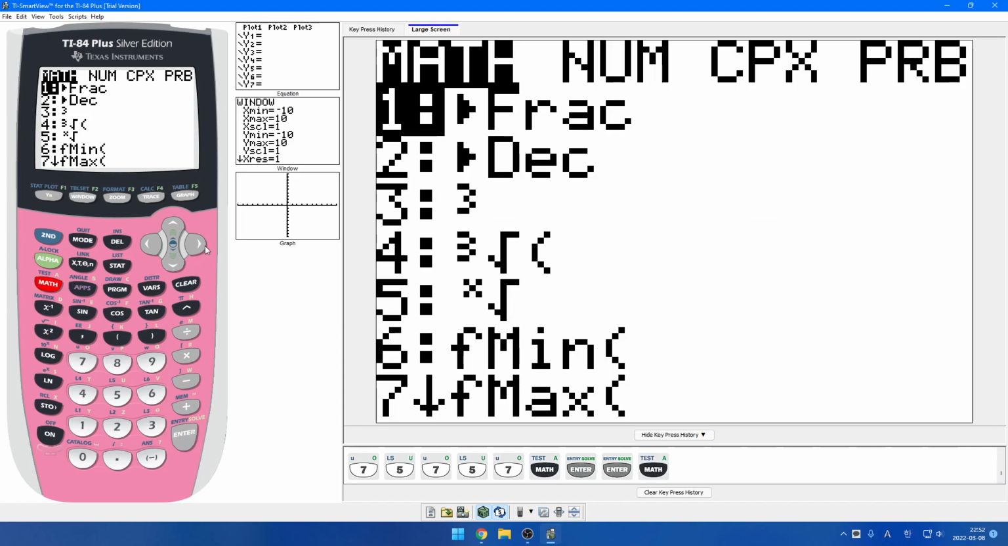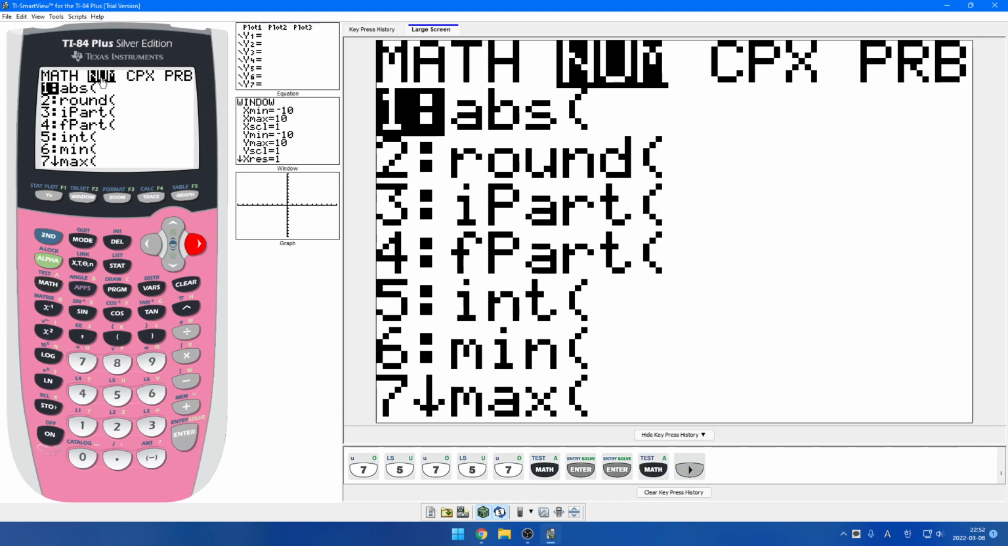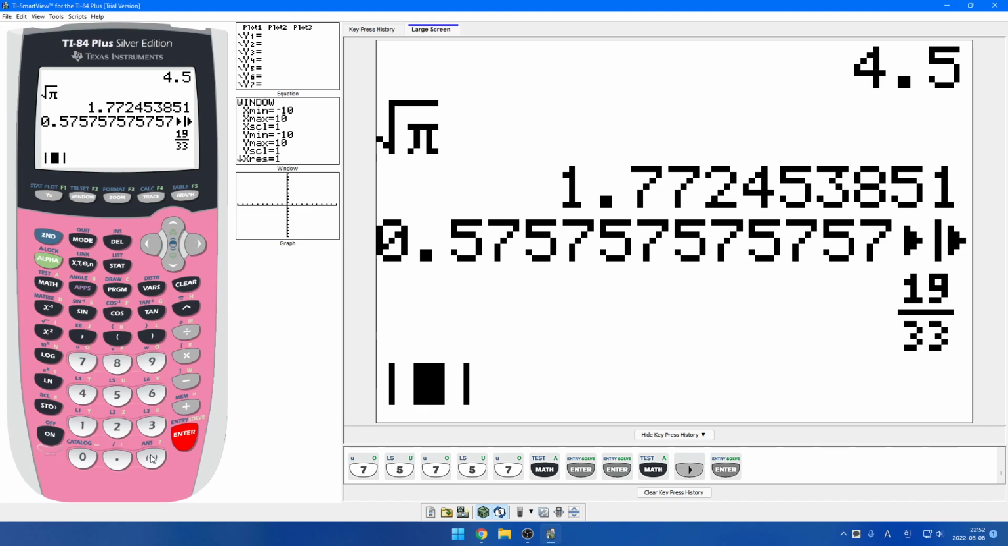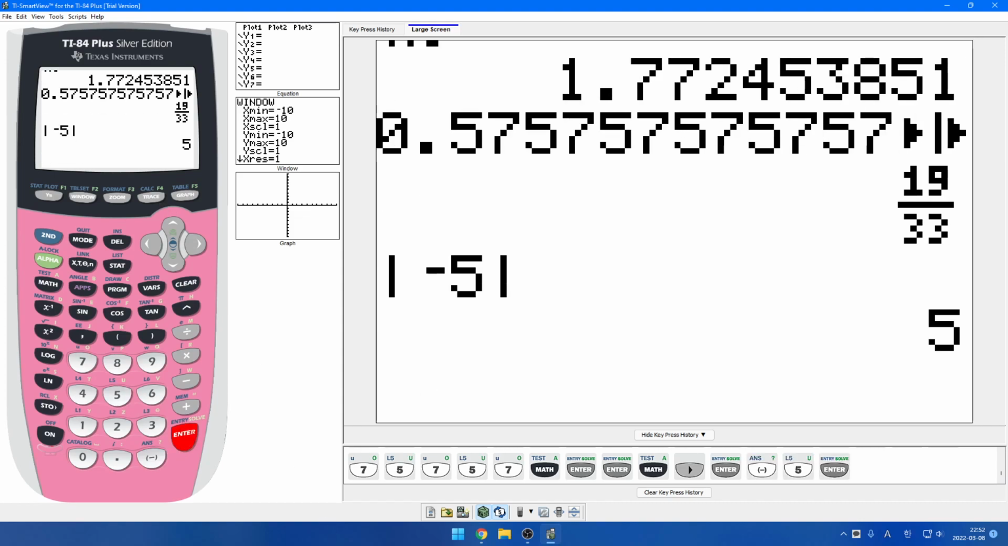On the math function, let's look at numbers. Some other parts here too. You could try the abs. The abs stands for the absolute function, or absolute value. So if you press that, and I put in, let's say, -5, it's going to give me positive 5.